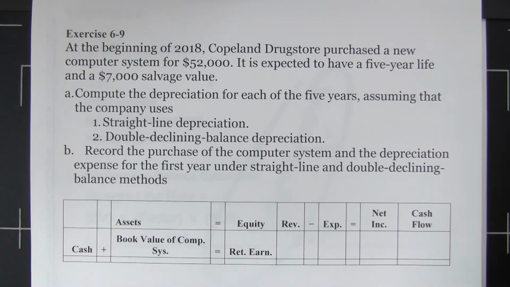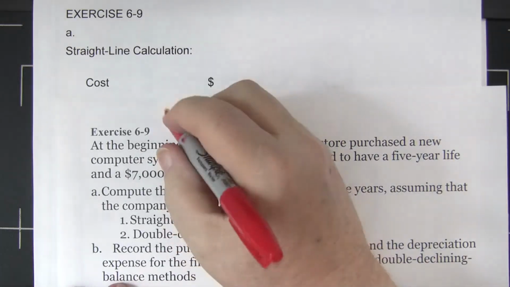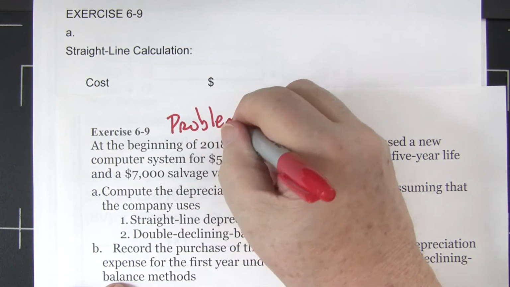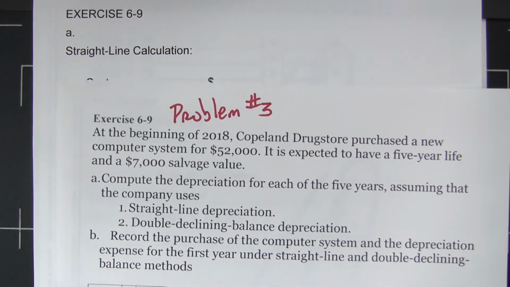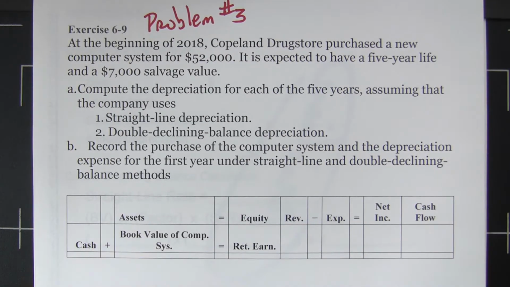This is exercise 6-9 in your text. Connect labels this problem as problem number 3. And it's about a company buying a new computer system. And again, like so many times before, we just have to wade through and see what we need to do.